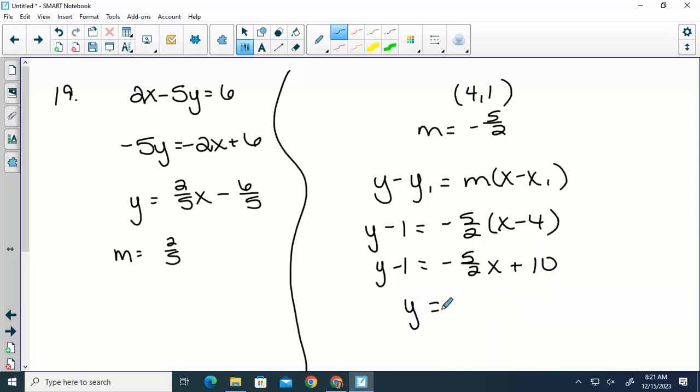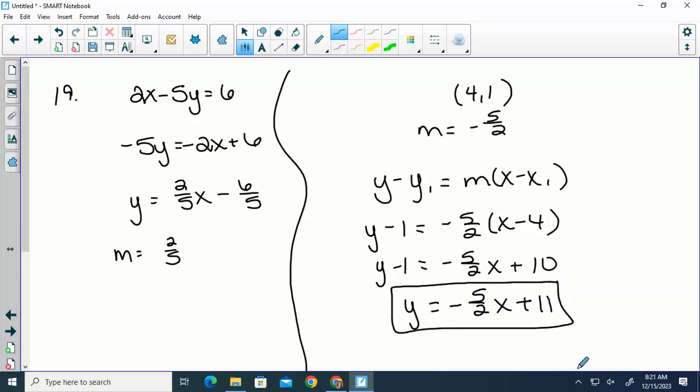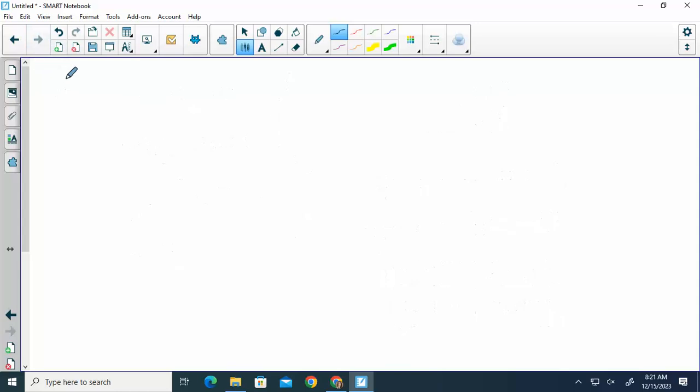So y equals -5/2 x plus 11. That is, like to find your b? Absolutely. Right. Questions there? So if I said parallel, then your slopes would be the same, perpendicular, opposite reciprocals.